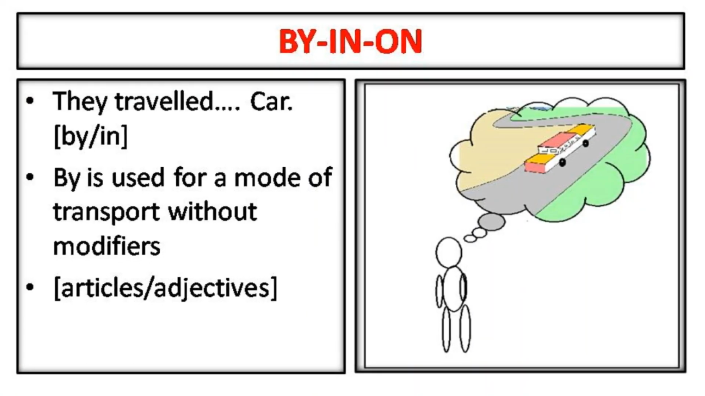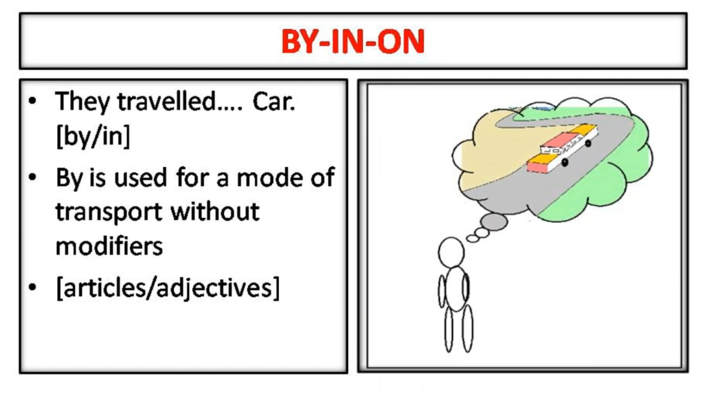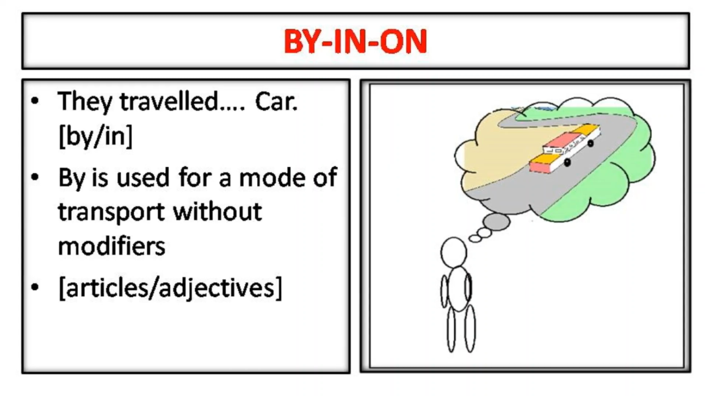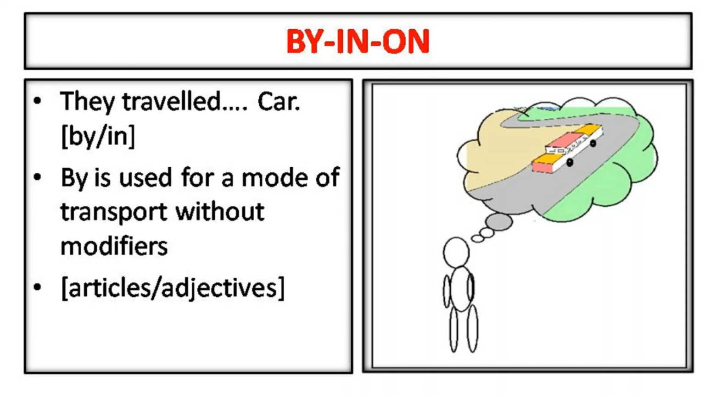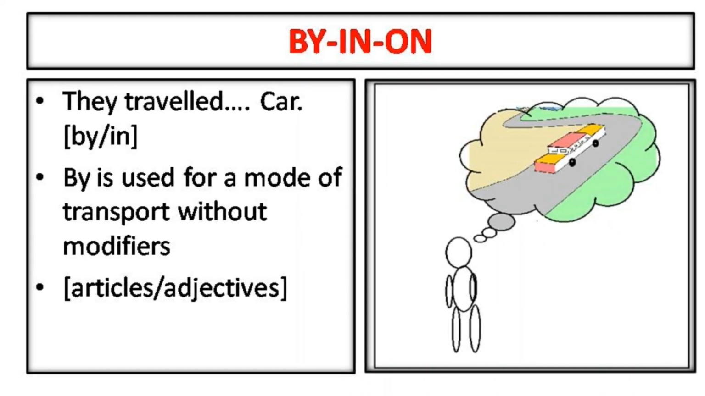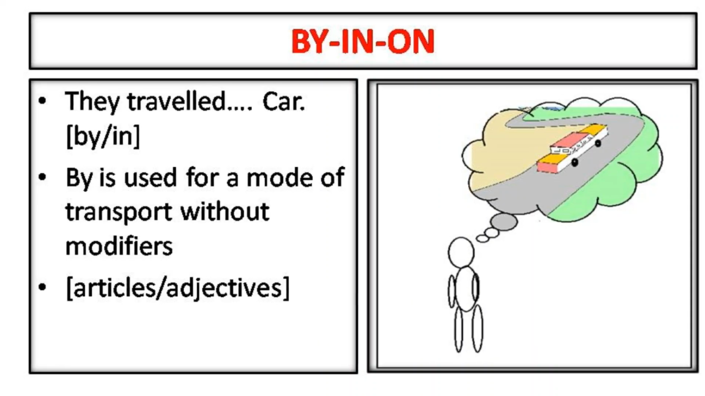By, in, on. They traveled dash car, by car or in car. By car. By is used for a mode of transport without modifiers, articles or adjectives.